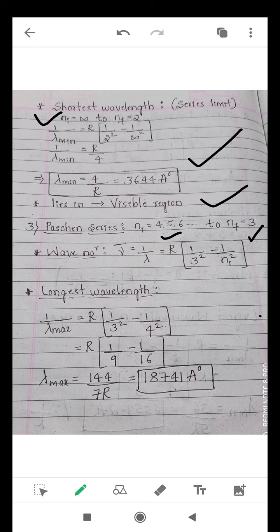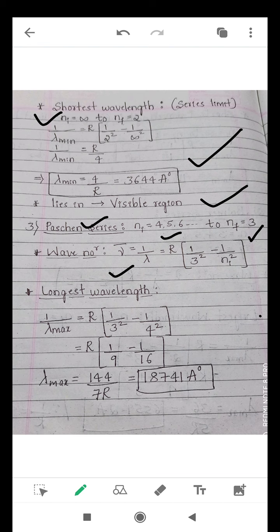For the Paschen series, now we'll determine the wave number. The wave number equation is given by mu bar is equal to 1 by lambda, which is r times of 1 divided by 3 square minus 1 divided by Ni square. The value of Ni is 4, 5, 6 and so on. So this is how we can determine the wave number for the Paschen series.